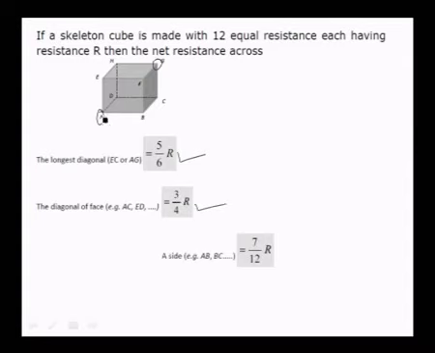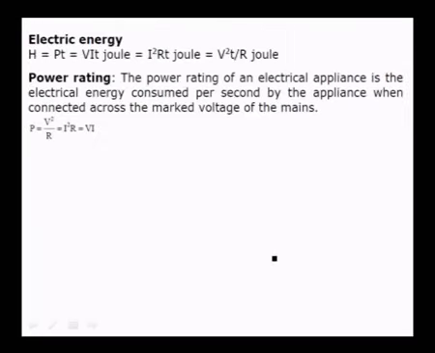We are going to calculate the resistance between A and B for any one side, which is equal to 7 divided by 12 R. Electrical energy is dissipated in the form of heat, which is given by H = Pt, where P is power and t is the time interval. Power can be written as voltage into current into t, and it is expressed in joule.